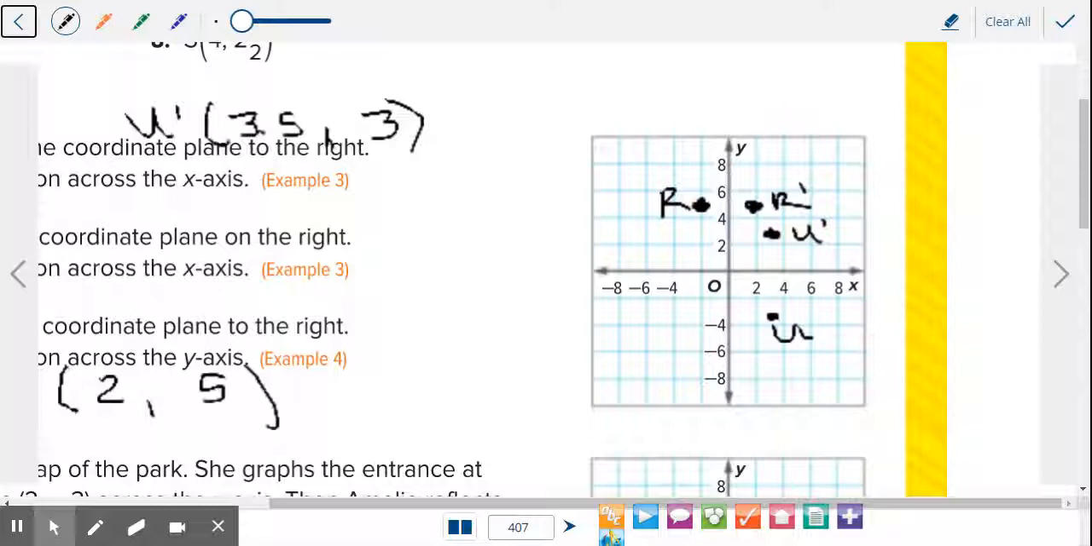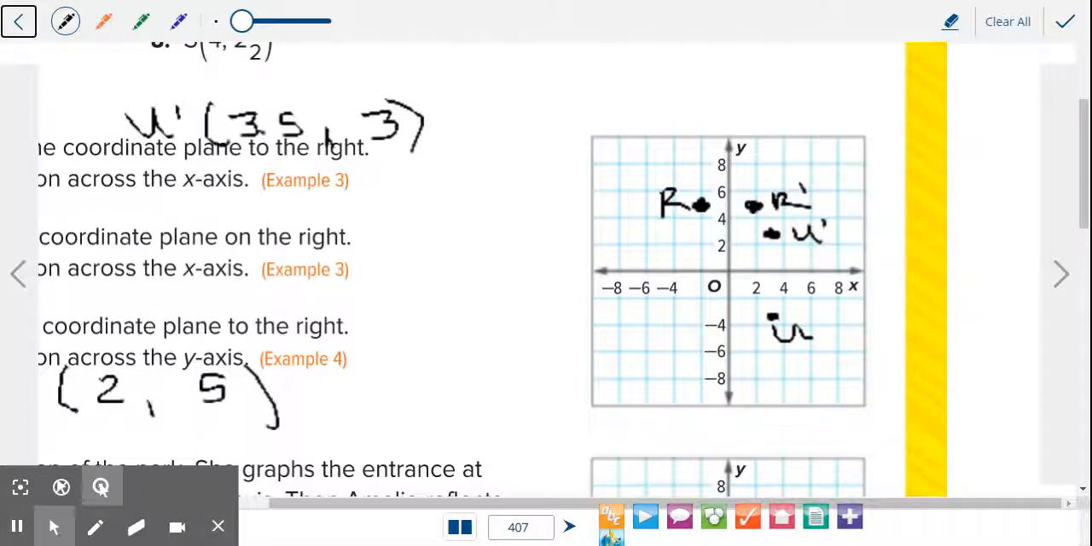All right, just start with the first point and then go from there. Just remember that rule from the other day. If you reflect over the y-axis, you change the x. If you reflect over the x-axis, you change the y, just to the opposite. So if it was 3, it becomes -3.